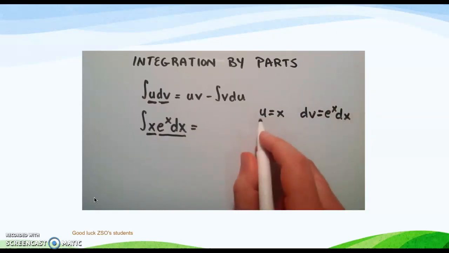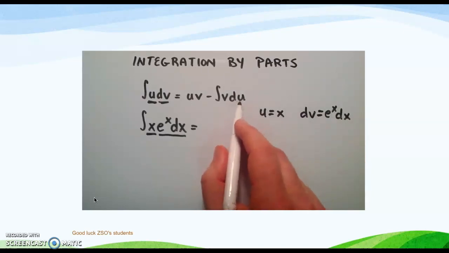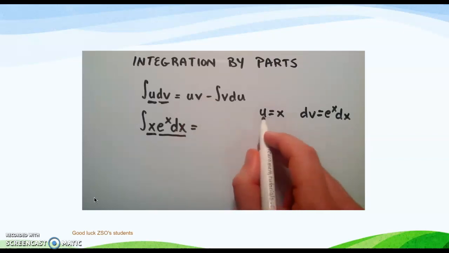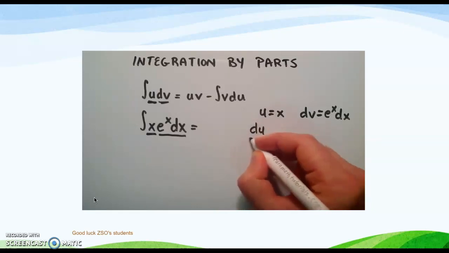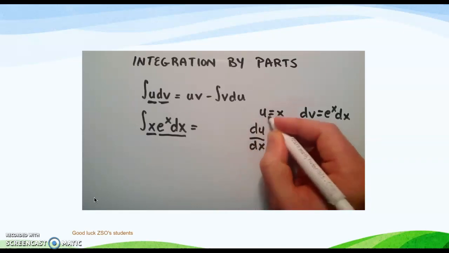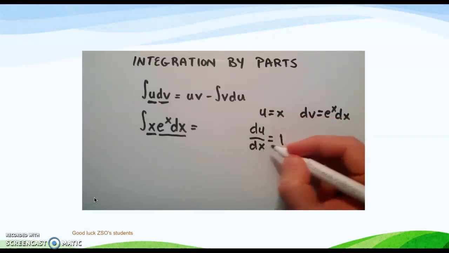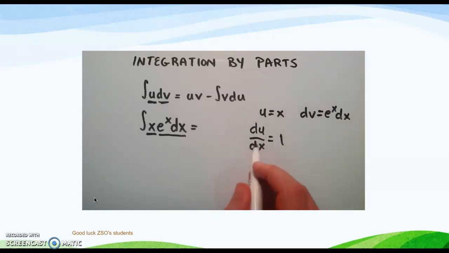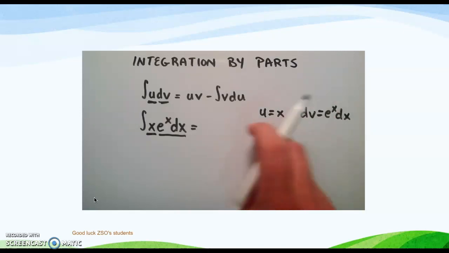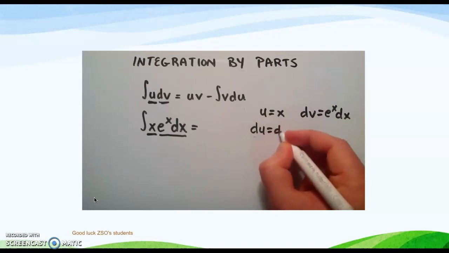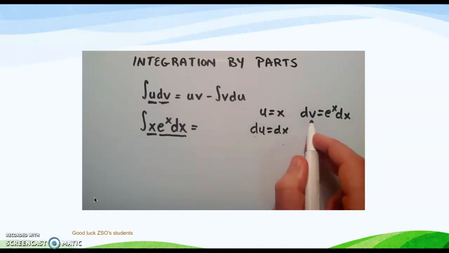So now that we've got our u and our dv figured out, we also need to figure out what du is, and what v is. We can figure out du by taking the derivative of u with respect to x. The derivative of u with respect to x is simply 1, since the derivative of x with respect to x is 1. And if we multiply both sides by dx, this simply becomes du is equal to dx. We've defined what du is now. So now let's figure out what v is going to be.